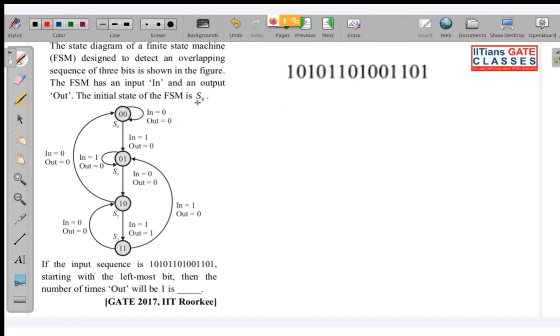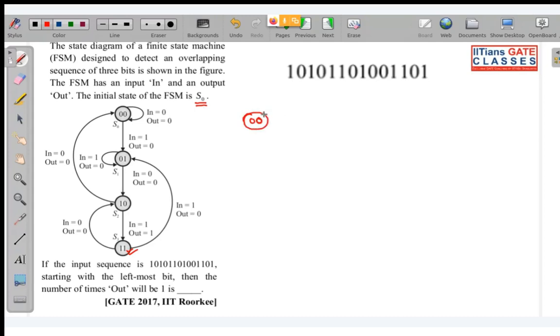The initial state of the FSM is S0. So you are starting from this position. Where do you get your 1? You get 1 at this position. Now look what you have to do in this finite state machine. Start from your initial position. What is your input? You are at this state 00.